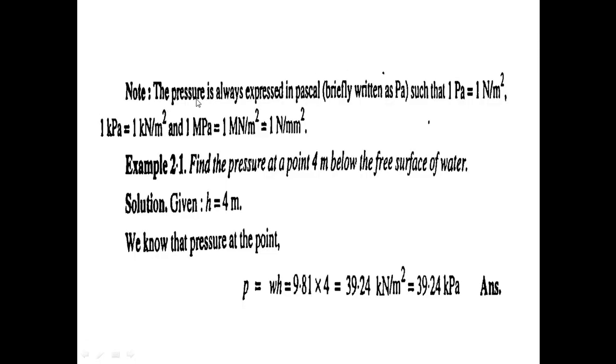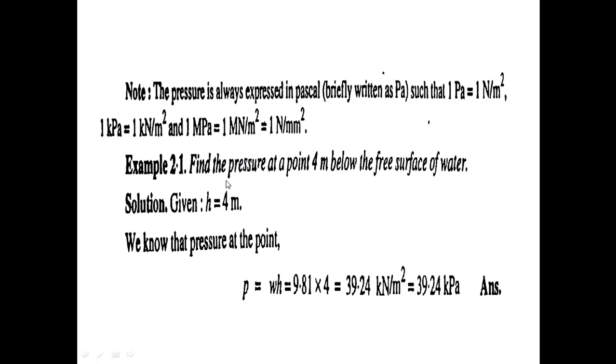Note, the pressure is always expressed in Pascal, briefly written as Pa, as already explained, such that 1 Pa is equal to 1 Newton per square meter, and 1 kilopascal is equal to 1 kilonewton per square meter, and 1 megapascal is equal to 1 meganewton per square meter, or 1 Newton per square millimeter.